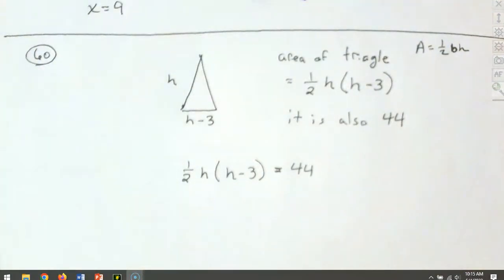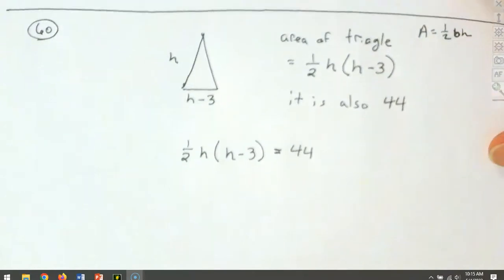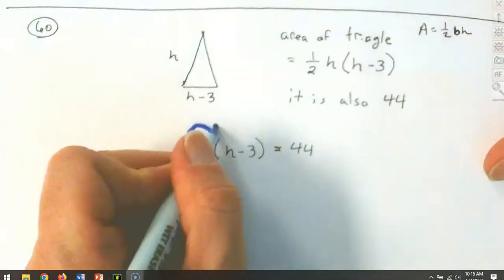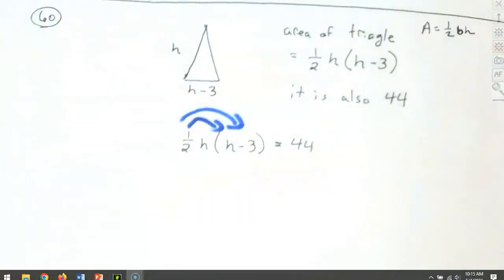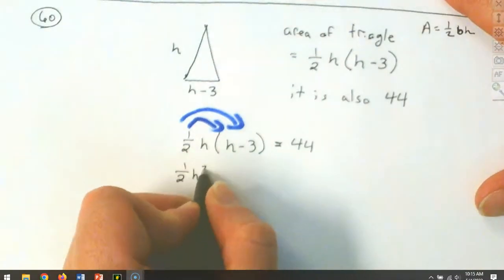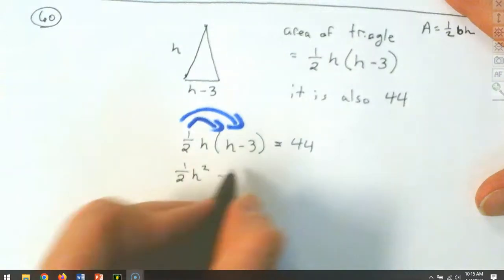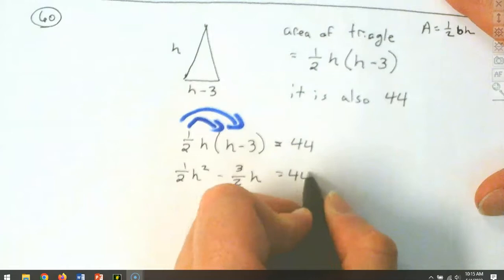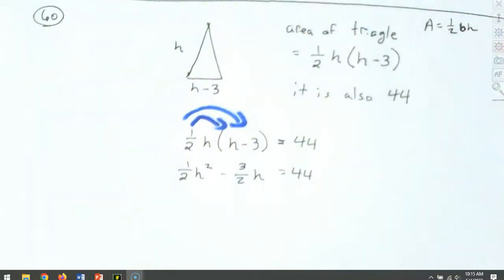We're going to distribute through. Then we're going to clear our fractions, set it to 0, and factor. So distribute that 1/2 h through. And that's going to be 1/2 h squared minus 3/2 h, and that equals 44. Nothing new there. We've done that many times.